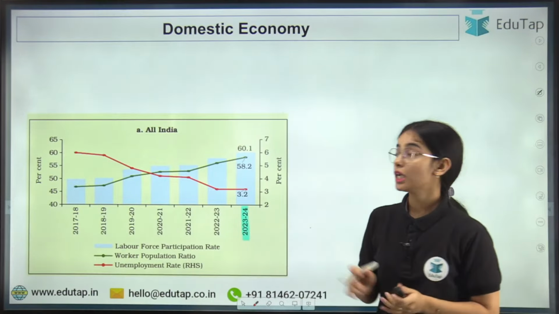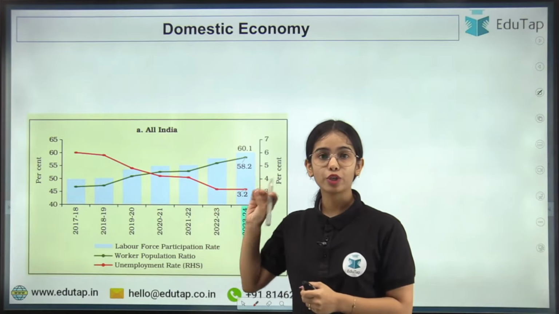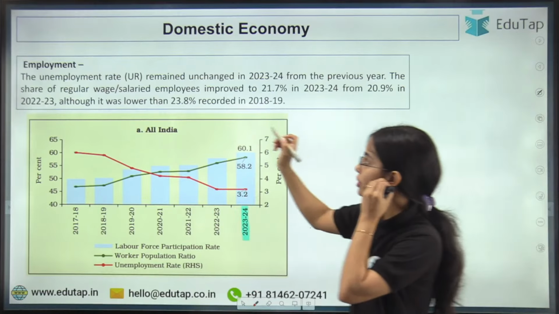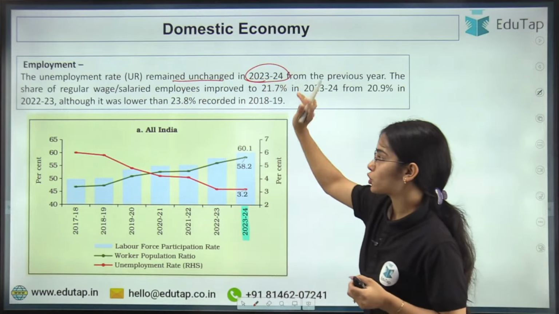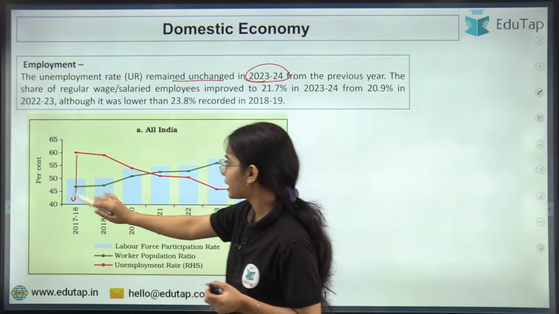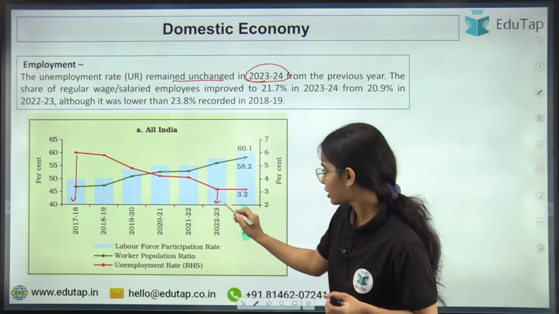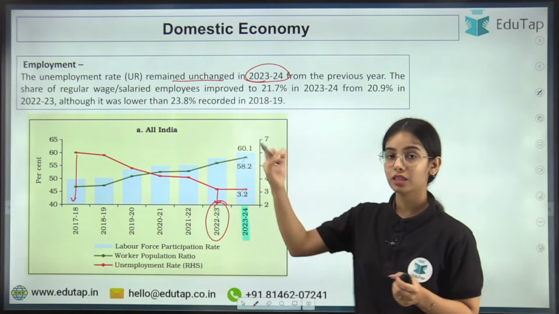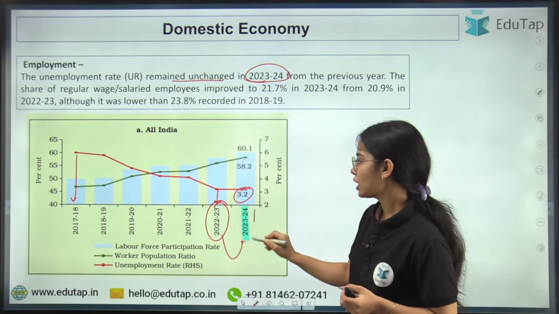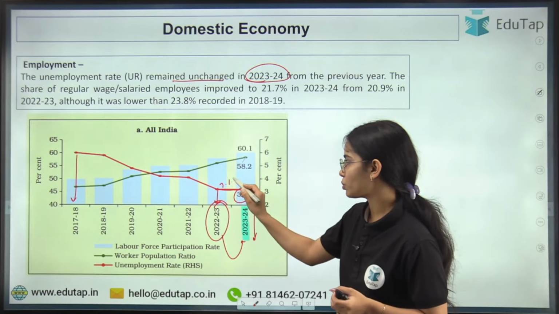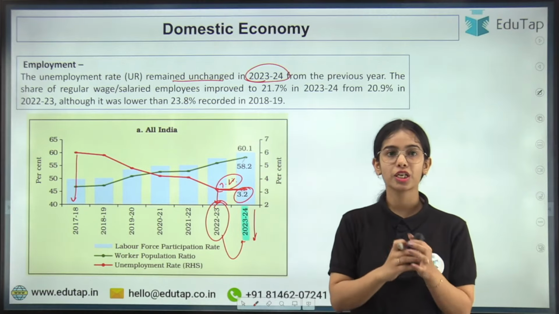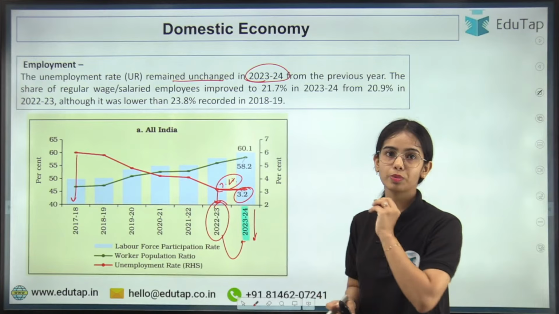Now coming to the next point, employment. Now this data point you can use in your answer writing. This is a very important data point. So here the unemployment rate remained unchanged in 2023-24. So you can see that the unemployment rate, first of all, decreased from 2017-18 to 2022-23. The unemployment rate decreased to 3.2%, and in 2023-24 also the unemployment rate remained at 3.2%. So the unemployment rate remained unchanged in 2023-24 at 3.2%.